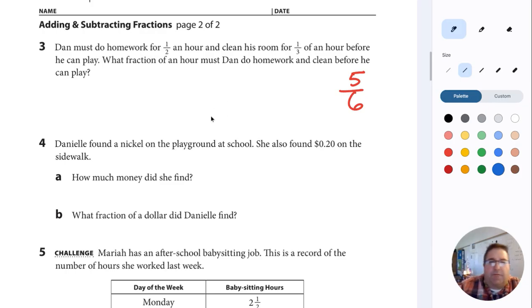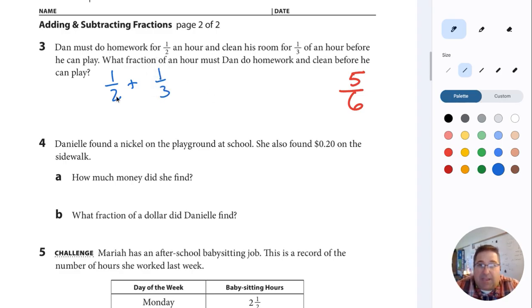Dan must do homework for a half hour and then clean his room for a third of an hour before he can go play. What fraction of an hour must he do his homework? Final answer is going to be 5/6. I'll give you that. So we've got 1/2 plus 1/3.